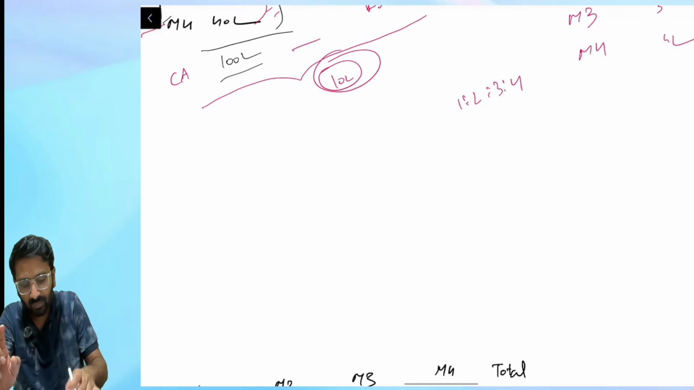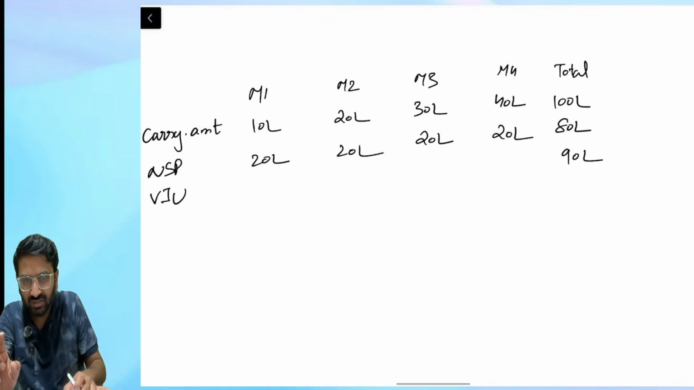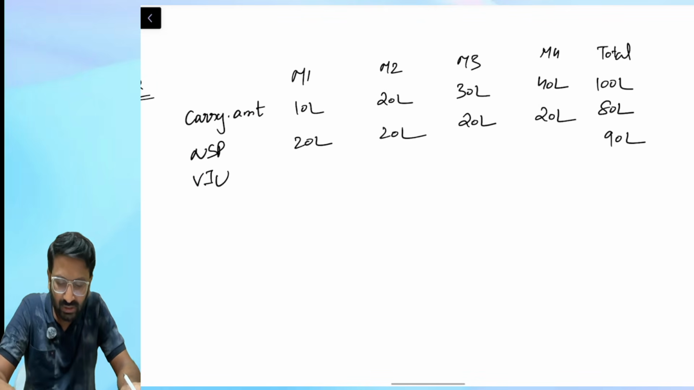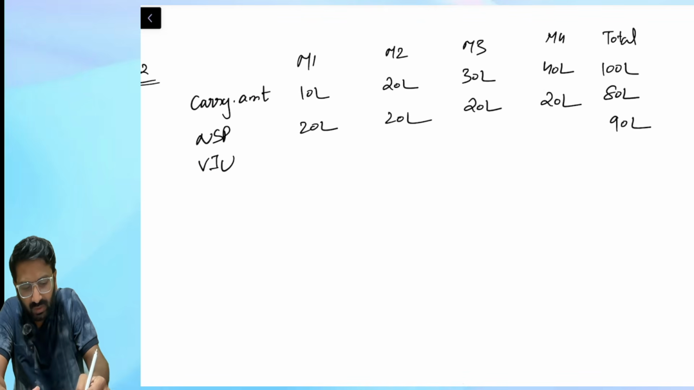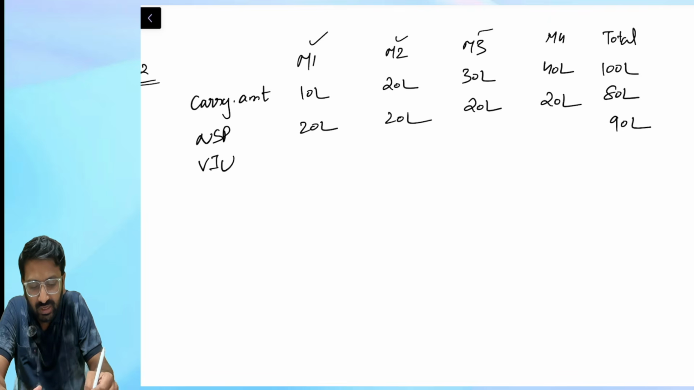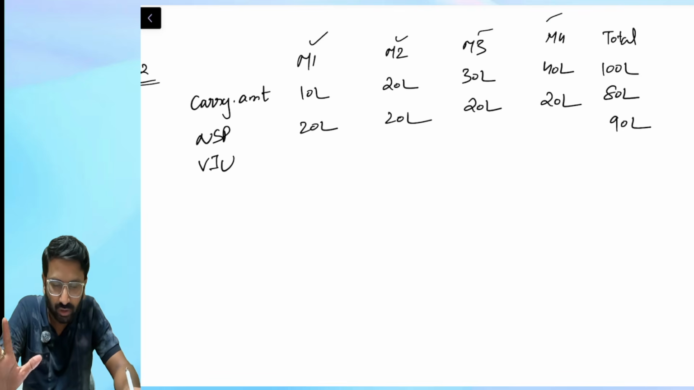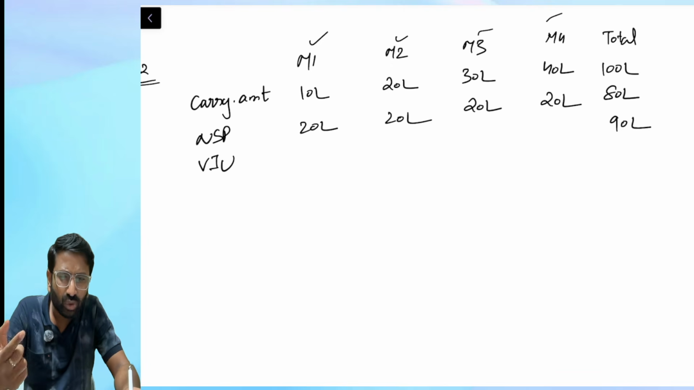Okay. Now let us move on to the next example. Example number 2. If you look at the next example, we have got 4 machines. Carrying amount is given to you as 10, 20, 30, 40, total 100. Sir, can you sell the machine separately in the market? Possible, right?